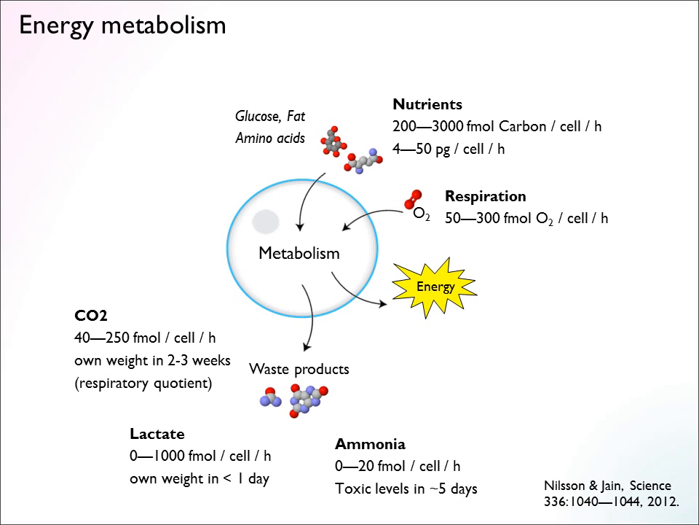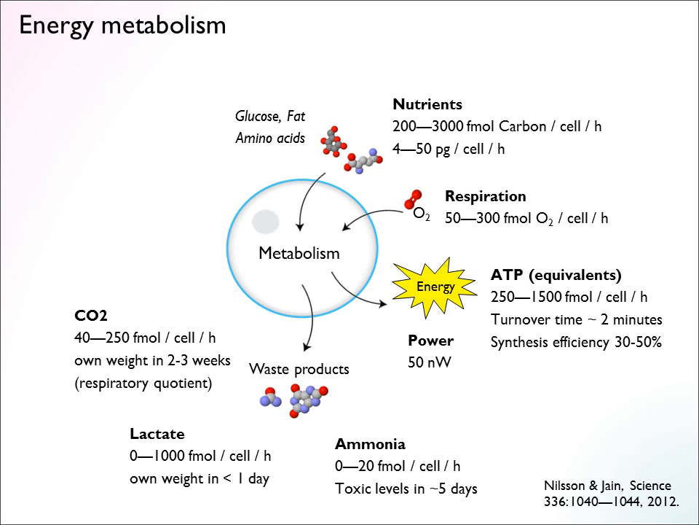If a cell is consuming amino acids, then you have to get rid of the ammonia somehow. And this is also an important flux in energy metabolism. It becomes a practical problem for many cells and a problem for cell culture because it builds up, and in a few days you can reach toxic levels of ammonia.